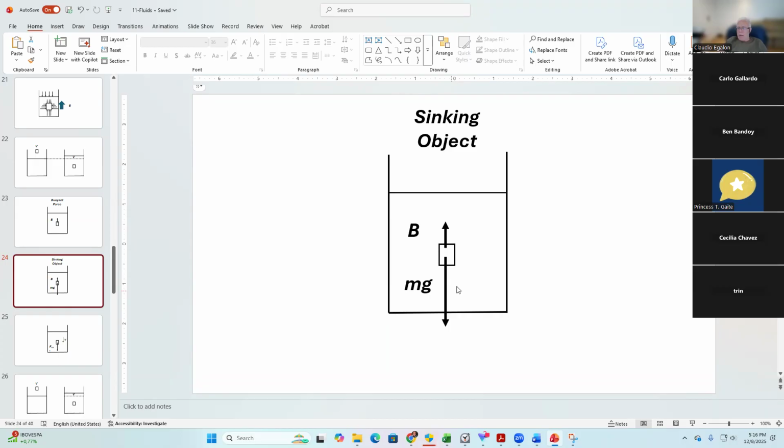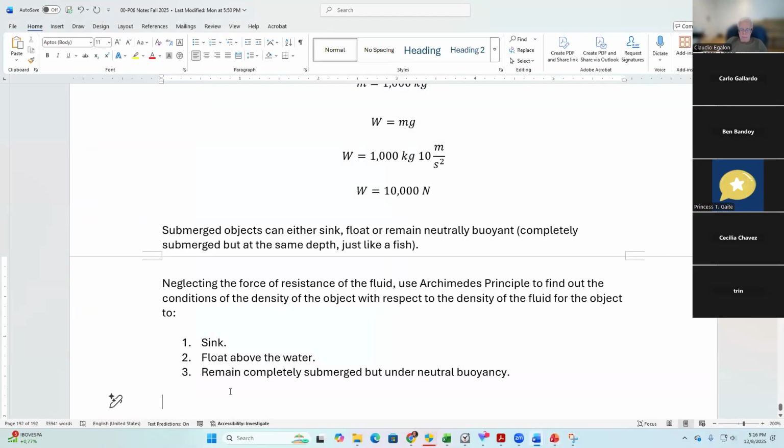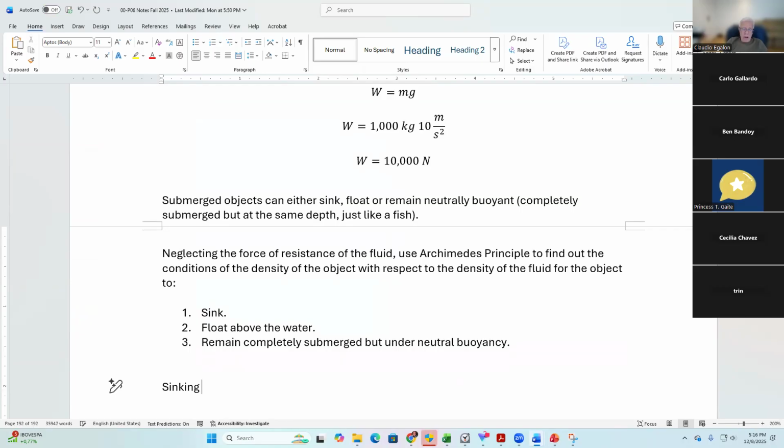If the object is sinking, it's because its weight must be greater than the buoyant force, right? So let's see. Let's write down here, solution. Sinking object: weight must be greater than the buoyant force.